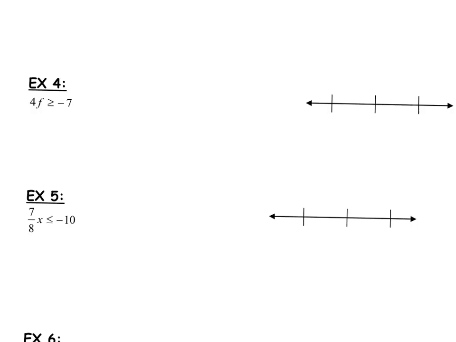Okay, on the next example, you have 4f is greater than or equal to negative 7. All we have to do now is divide by the number that's with the variable, the 4. So I get f is greater than or equal to negative 7/4, which is also negative 1 3/4. So now greater than or equal to would be a closed circle, and negative 1 3/4 would go there, and then I would graph greater than.